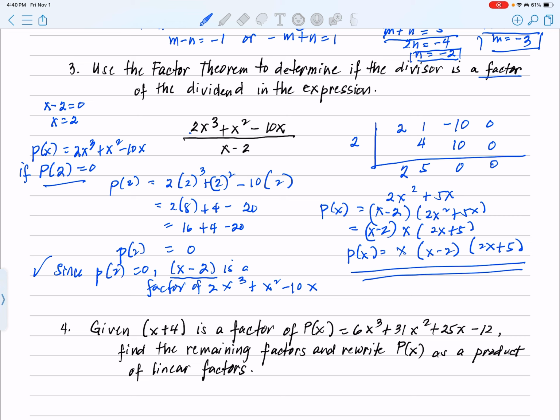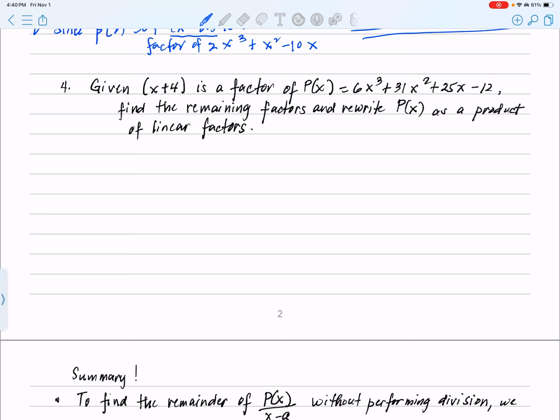Okay, let's have another one. Given x plus 4 is a factor of p of x, 6x cubed plus 31x squared plus 25x minus 12. Find the remaining factors and rewrite p of x as a product of the linear factors.